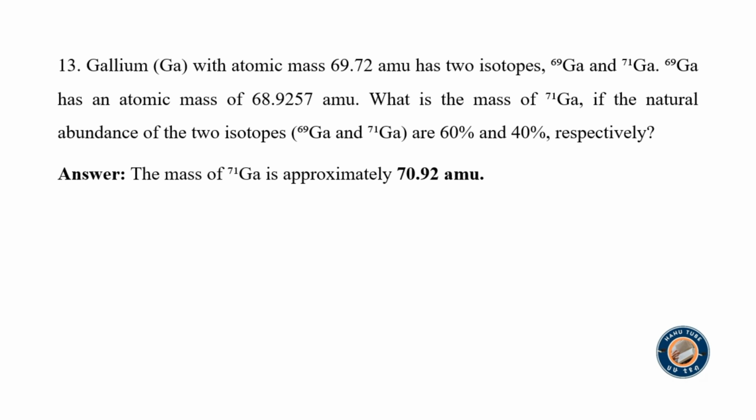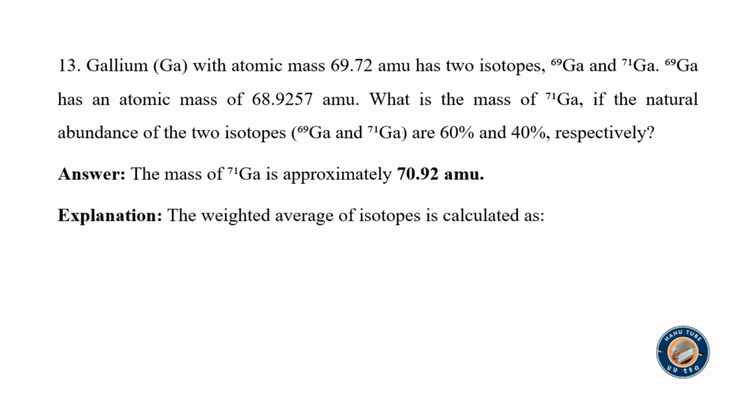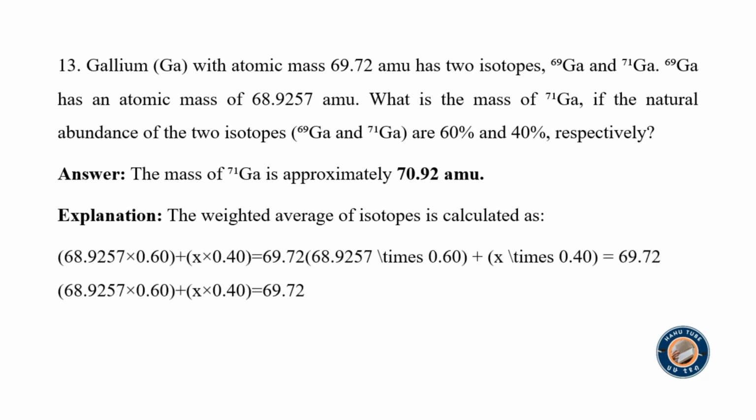The answer will be the mass of gallium-71 is approximately 70.92 atomic mass unit. Here, the weighted average of isotopes is calculated as this.